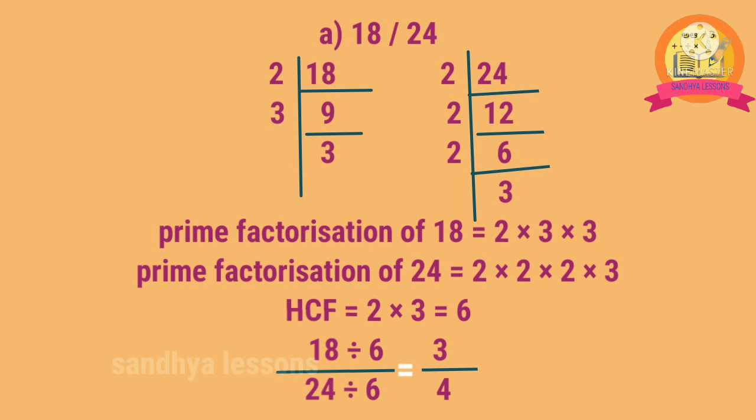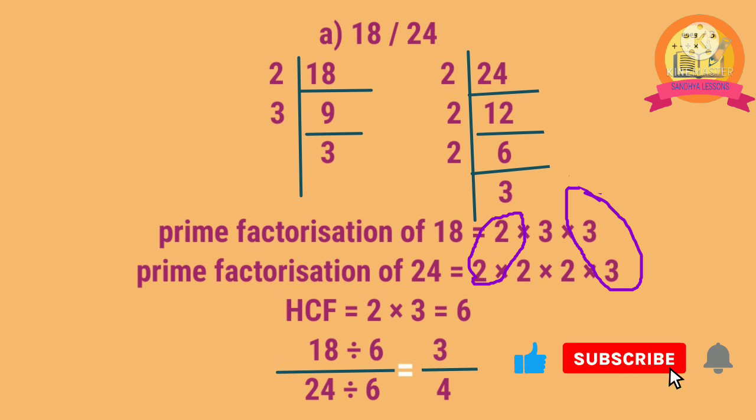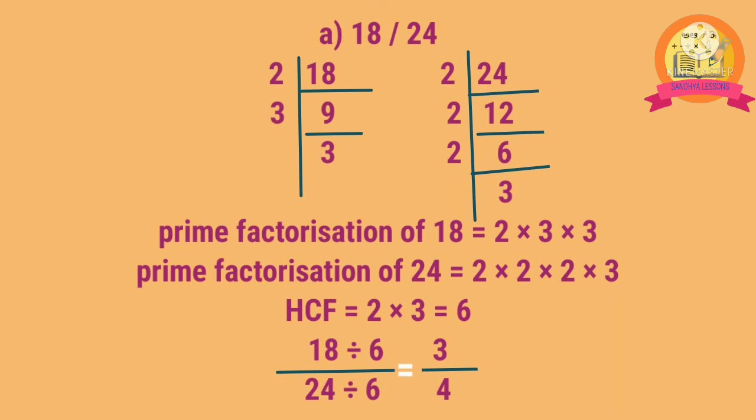A problem, 18 by 24. After prime factorization of 18 and 24, we get the HCF, highest common factor, is equal to 6. Therefore, by dividing numerator and denominator with 6, we get 3 by 4. Therefore, the simple form of 18 by 24 is 3 by 4.